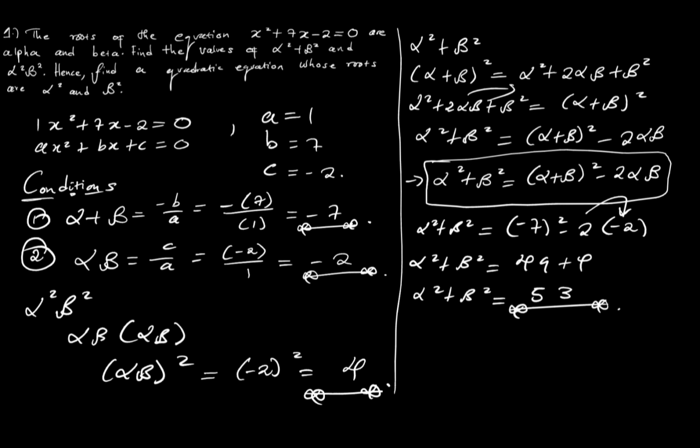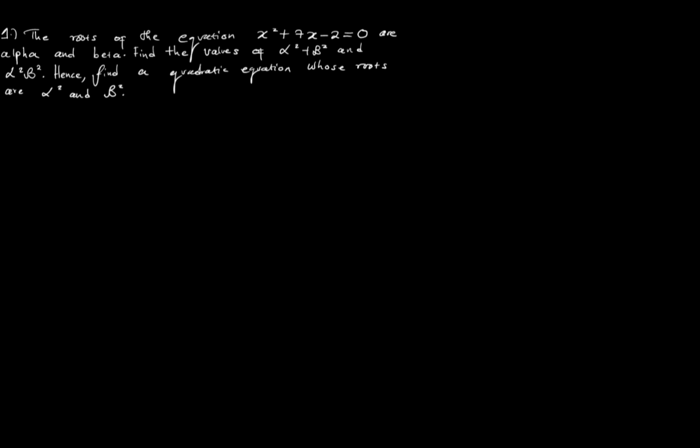Now that you have that, you have this other portion which says, hence, find the quadratic equation whose roots are alpha squared and beta squared. To find the quadratic equation, every time they ask you to find a quadratic equation given some roots, remember it should always look like this: x squared minus the sum of roots times x plus the product of roots, and this should always equal to what?